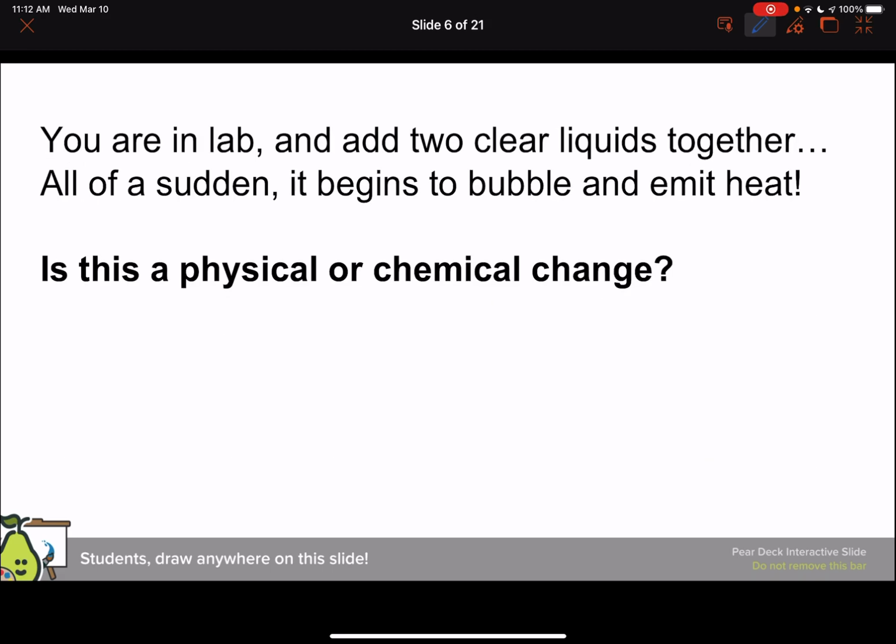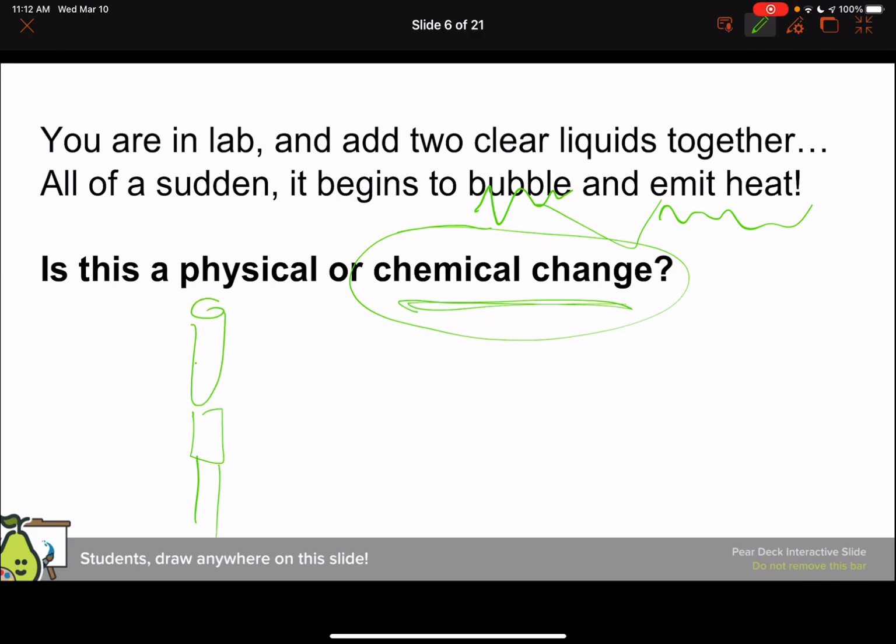Now, you are in lab and you add 2 clear liquids together, all of a sudden it begins to bubble and emit heat. Is this a physical or chemical change? This would be a chemical change because we're forming something new. Emitting heat, light, odor, and bubbling are key changes for it. Now if I said I had a Bunsen burner and a test tube and it started to bubble, I added in that heat, that would be a physical change, whereas if heat is coming off of it with none added, that's a chemical change.